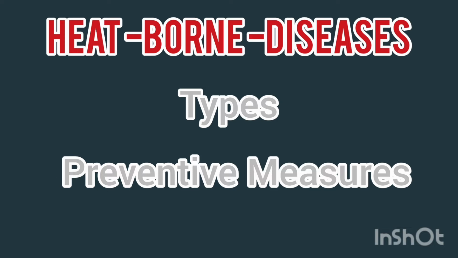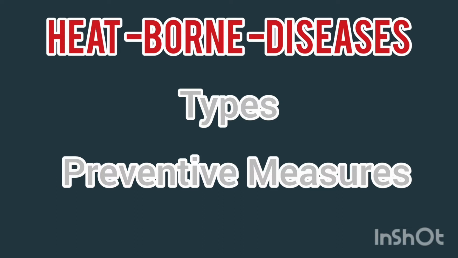Basically, it is about the different kinds of diseases that we face during the summer seasons, when the heat is too much. That is heat exhaustion, heat cramps, heat stroke, heat rash and sunburn. These are the different kinds of problems that we face.